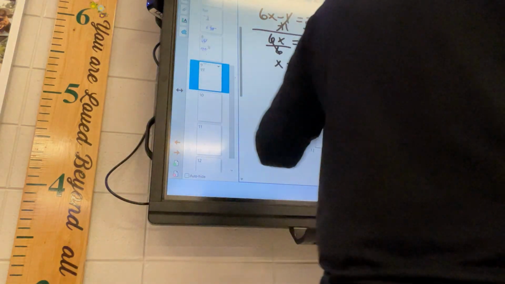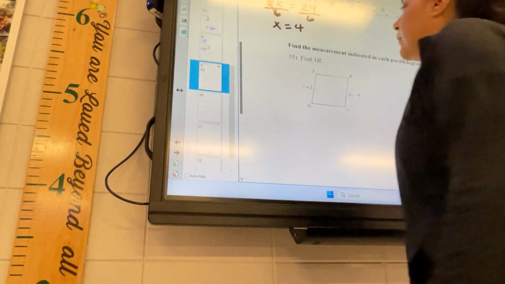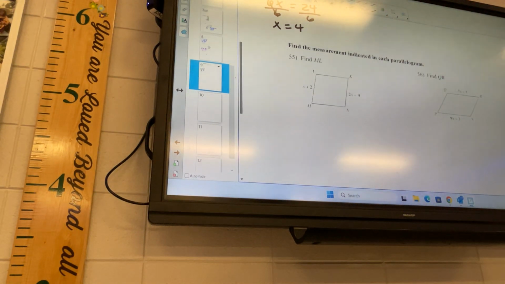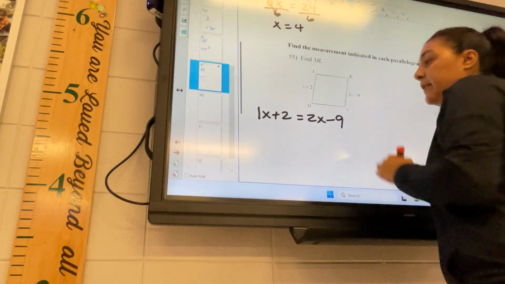Okay, 55. We're still going to set them equal. Where can I put a 1? In front of the X. Okay, how do you know when to use a 1 and when to use a 0? Anybody know? Perfect, I love it. So you're going to add the 0 when there's no X, and it's just like you're adding a 0. If there's already an X there, then it has to have a 1, right? So the X's get the 1, everybody else gets a 0. Okay, so it's going to look like 1X plus 2 equals 2X minus 9.